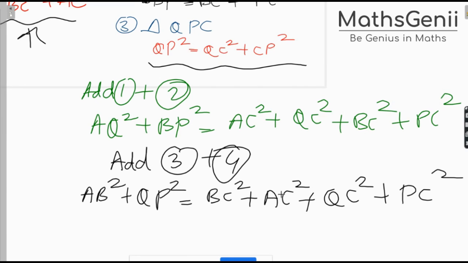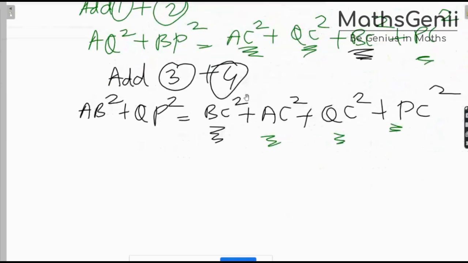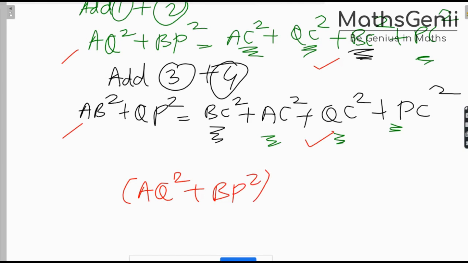Now compare BC square here, AC square here, QC square here, PC square here. So you see your RHS is equal. So can I say if this and this is equal, then this and this will also be equal? So I'm writing AQ square plus BP square is equal to AB square plus QP square.